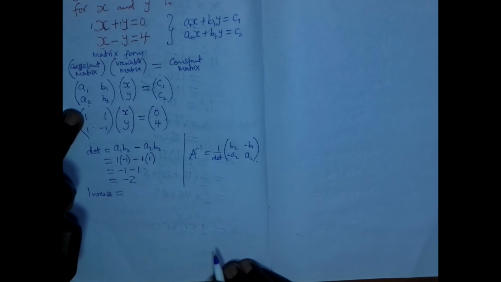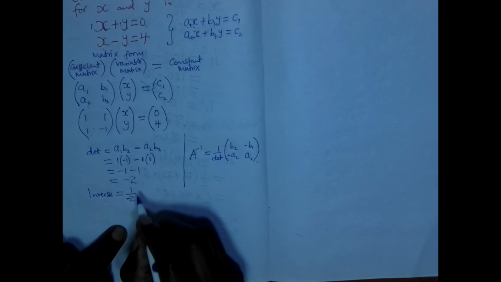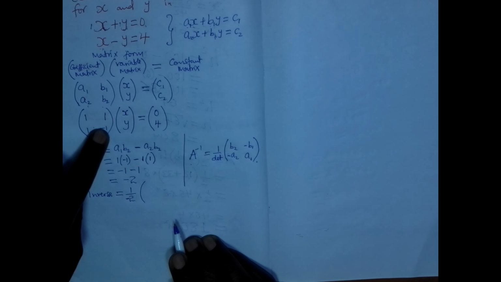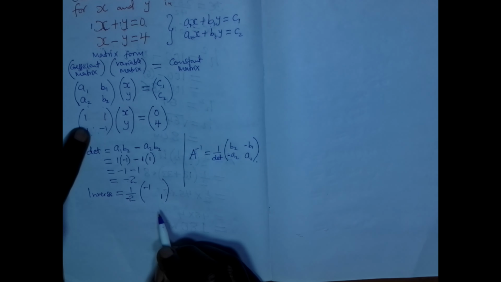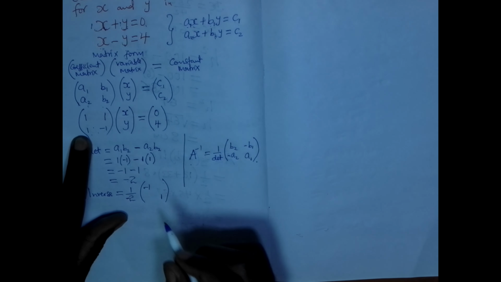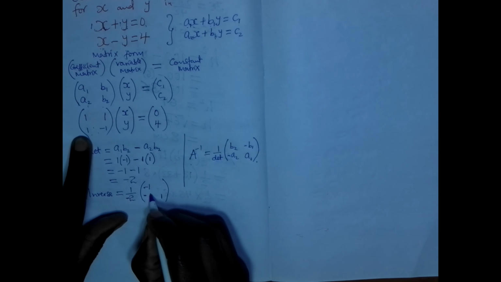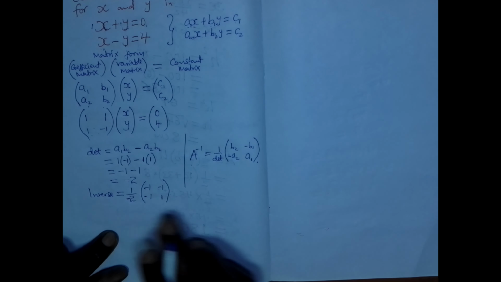Therefore, the inverse for this matrix is 1 over the determinant, which is minus 2. Then interchange the elements in the main diagonal: you have 1 and minus 1, so it will be minus 1 and the other one 1. Then we reverse the sign of the elements in the secondary diagonal, so this will be minus 1 and the other one minus 1. So this is the inverse of the matrix. We can work it out and simplify by multiplying by this scalar.